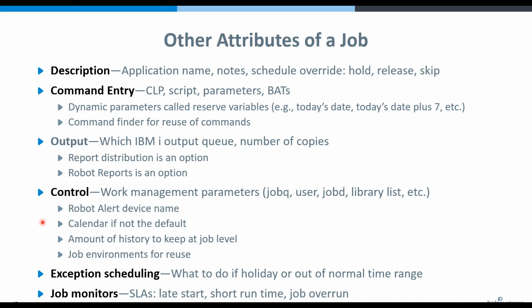Exception scheduling would be, for instance, where you don't want to run a job. I don't want to run on holidays. I want to run the day after a holiday and so forth. And then that job monitor option, that's defined at the job level: job overrun, underrun, late start, and actions you can take for those.